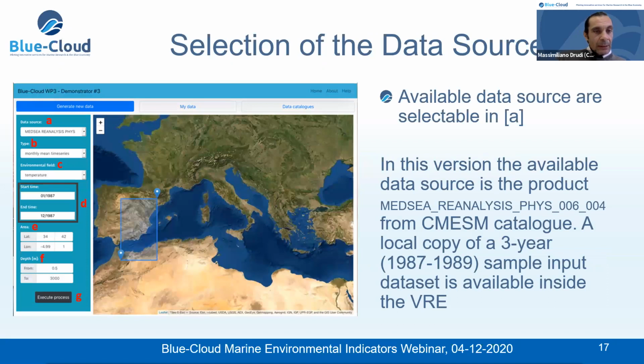Okay, now I'll tell you something about the interface. I will present two sections of the interface. The first one is the generate new data section, and then there will be the My Data section. In the generate new data section, in A, it is possible to select the input data source. And as I said before, right now it is possible to select only one data source, which is the Mediterranean Sea analysis from the Copernicus Marine Catalog. And it is possible to use it from year 87 to 89.